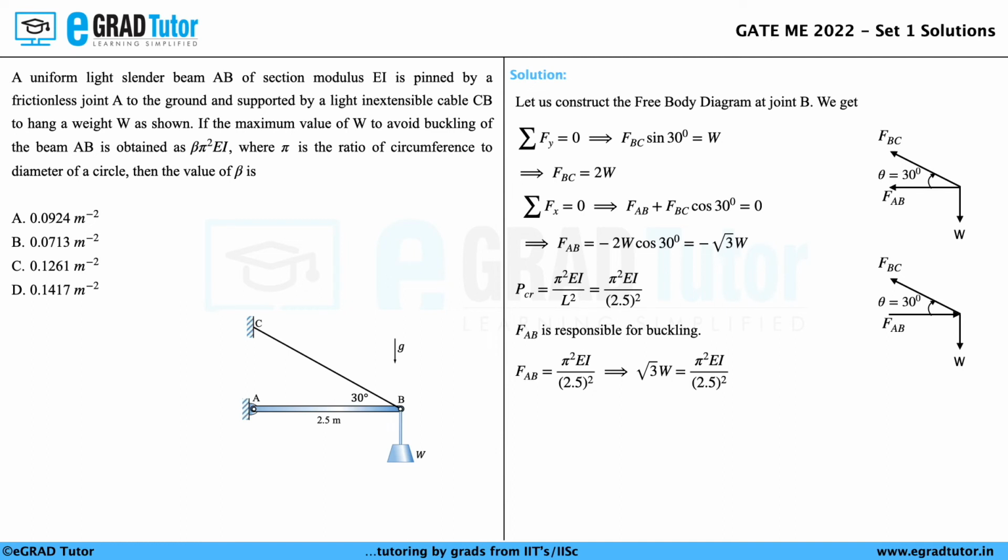By sending root 3 to the right hand side, we get W is equal to pi square EI by root 3 into 2.5 whole square, which I can write as beta into pi square EI, where beta is taken as 1 by root 3 into 2.5 whole square. Upon simplification, we get beta as 0.092 per meter square. Therefore, the correct answer to this question is option A.